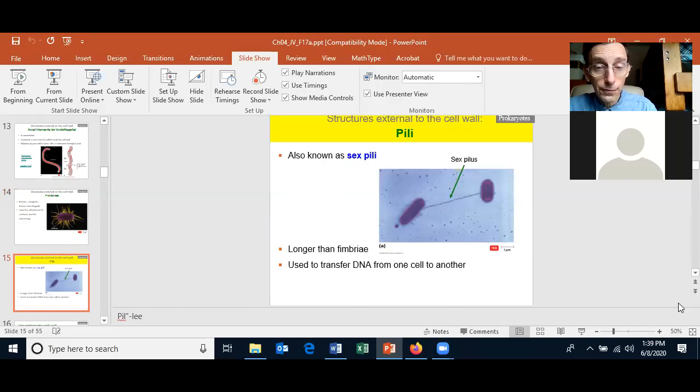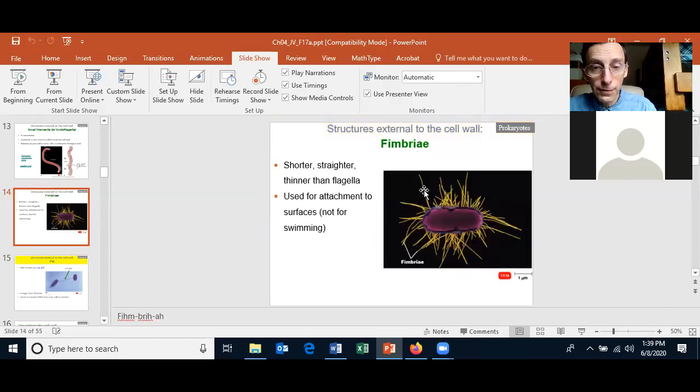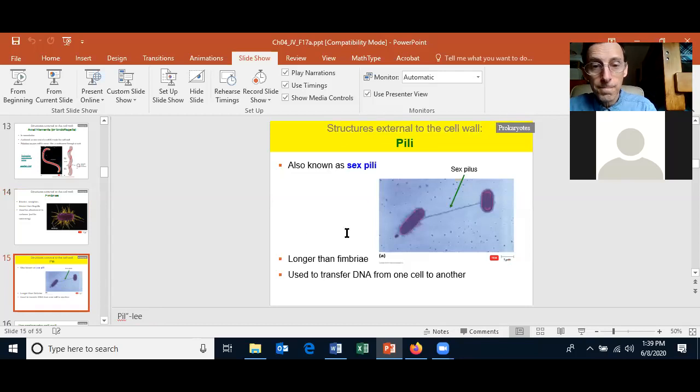The pili are shown here. And this is a structure external to the cell wall. I guess I should have said that for the fimbriae. That is external to the cell wall, although both of them are anchored in the cell wall. The sex pili is called sex pili because it literally comes out of the gram-negative F plus cell shown here, and it literally skewers the F minus cell shown here.